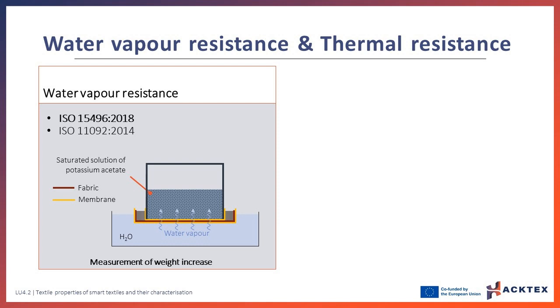The water vapor resistance is the opposite of the water vapor permeability, which is the capacity to allow moisture to pass through the fabric. The different methods can be divided into gravimetric or hot plate methods. The most simple and used ones are the gravimetric.